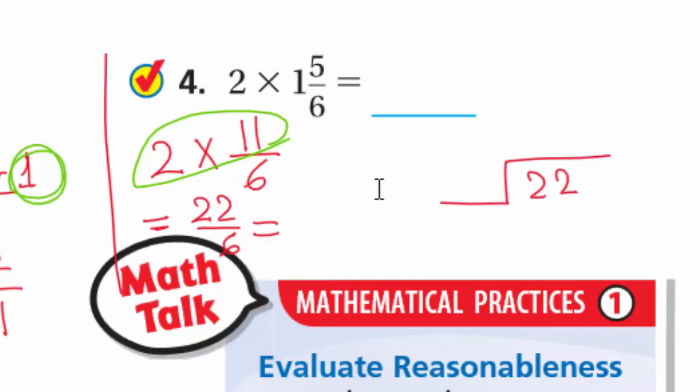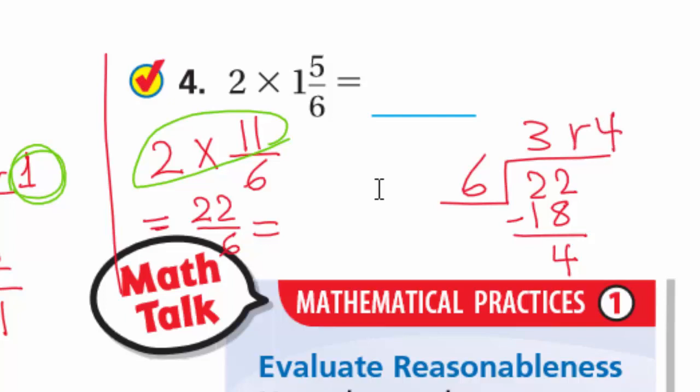So 22 divided by 6. How many 6s are in 22? We have 3 sixes in 22. So 3 multiplied by 6 is 18. Subtract 22 minus 18. It's 4. So this 4 is the remainder.